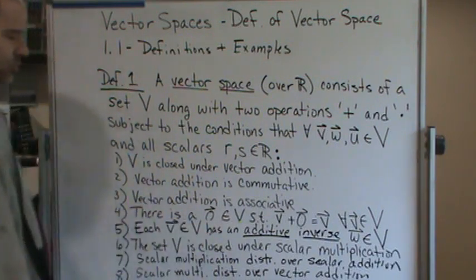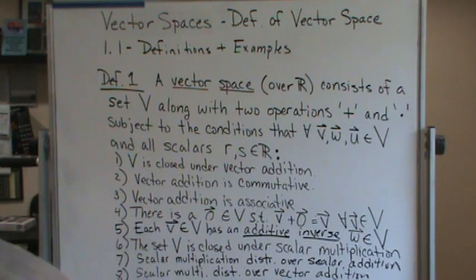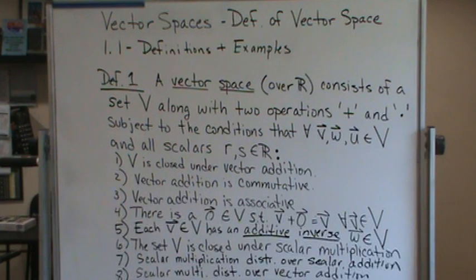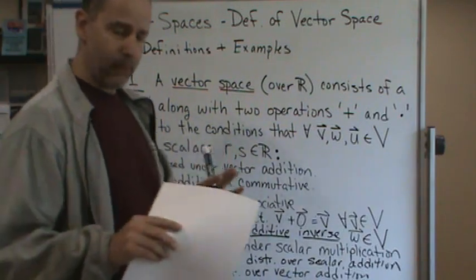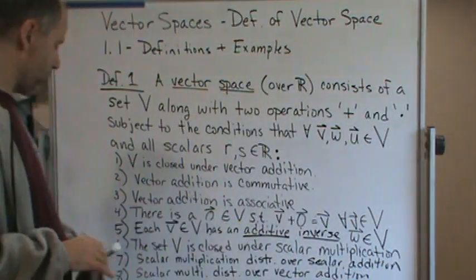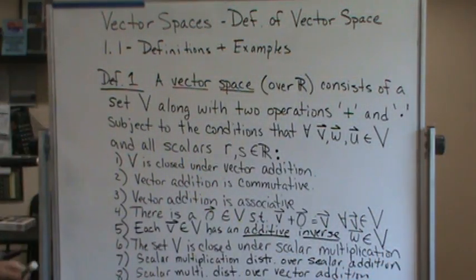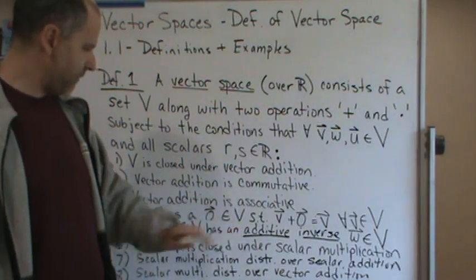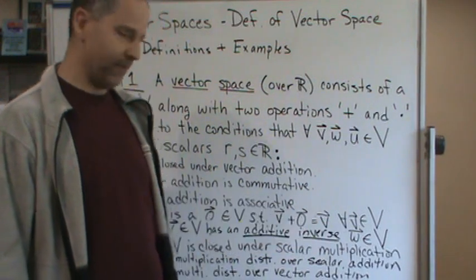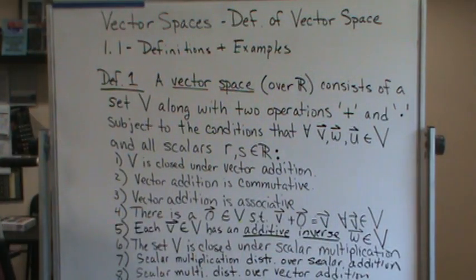3, vector addition is associative. So if you are adding 3 vectors, let's say, it doesn't matter if you add the first 2 first and then the third one, or if you add the last 2 first and then the first one, just like the associative properties that we deal with in the real numbers. 4, there is a 0 vector in the set V such that when you add a vector to the 0 vector, you get the same vector. And this is true for all vectors in the set V.